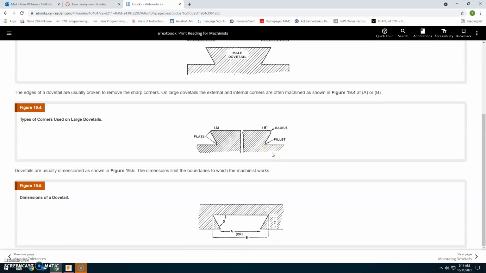And dovetails are usually dimensioned as shown in figure 19.5. The dimension limits are the boundaries to which the machinist works. So A or B. So either the bottom or the top.